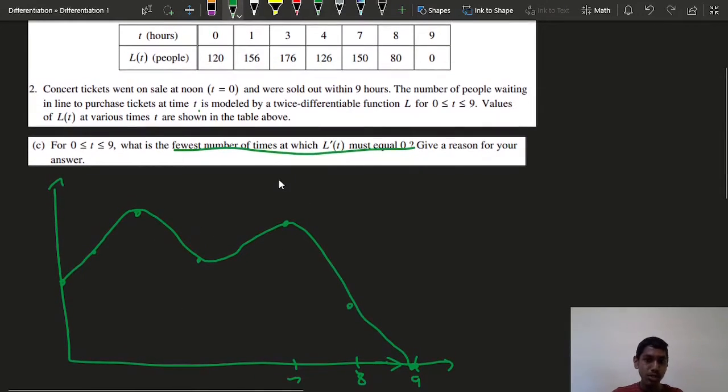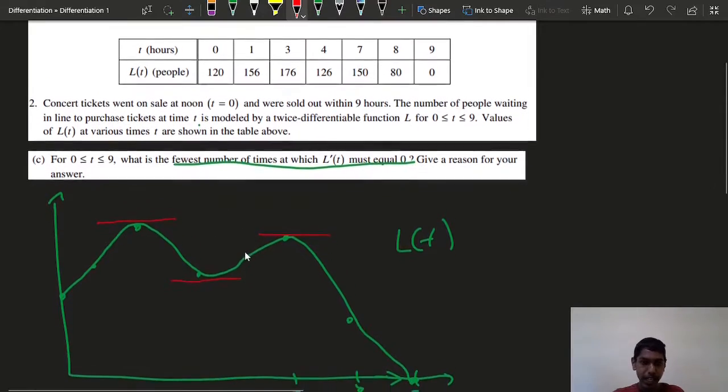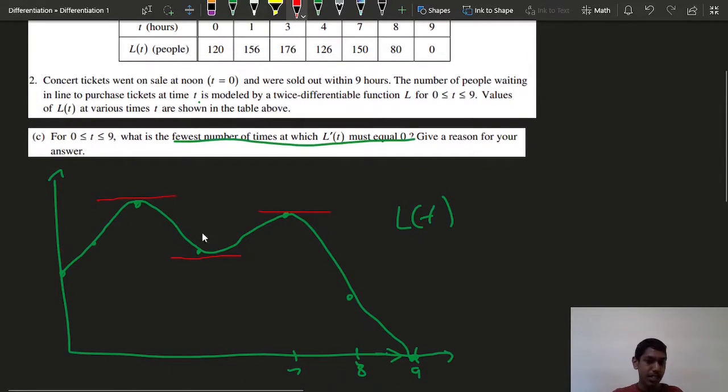And so what do we notice here? Well, fewest times at which L prime of t must equal 0. So let's look here, and where are we equaling 0? So this is the graph of L of t, right? So L prime of t is going to represent the slope of the tangent line to this graph. So I see one right here, and I see a few. So I see 3 in this graph. Again, this is an ideal graph that I've drawn that may not actually represent the function. But in this graph, I see 3 points where L prime of t equals 0 because those are all horizontal lines. Horizontal lines, of course, have a slope of 0.